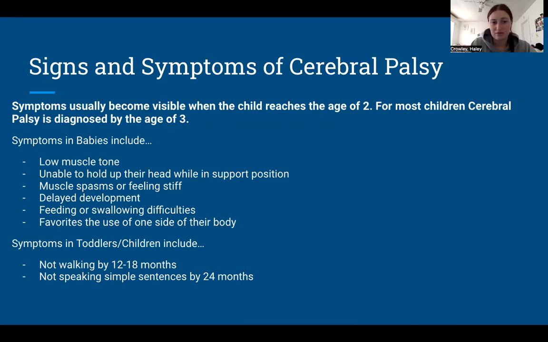Symptoms in babies and infants include low muscle tone, being unable to hold up their head while in a supported position, muscle spasms or feeling stiff, delayed development, feeding or swallowing difficulties, and favoring the use of one side of their body. Symptoms in toddlers and children are usually when they can't walk by the age of 12 to 18 months and are not speaking simple sentences by 24 months.